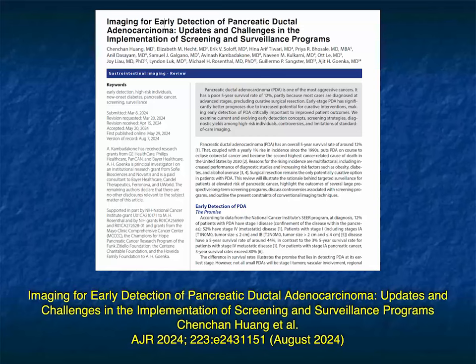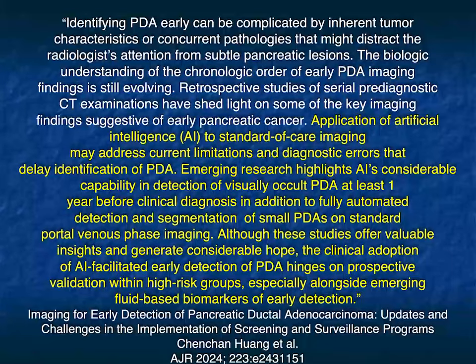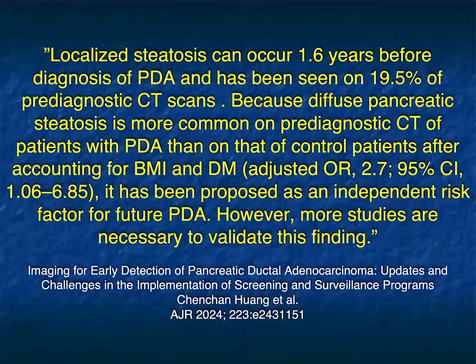And again, in this article by Wang, making the point that identifying pancreatic cancer early can be complicated by inherent tumor characteristics or concurrent pathologies that might distract the radiologist's attention. The biologic understanding of the chronologic order of early pancreatic cancer imaging is still evolving. Retrospective studies of serial pre-diagnostic CT exams have shed some light on the key imaging findings of early pancreatic cancer. So we are making progress, but we have a way to go.